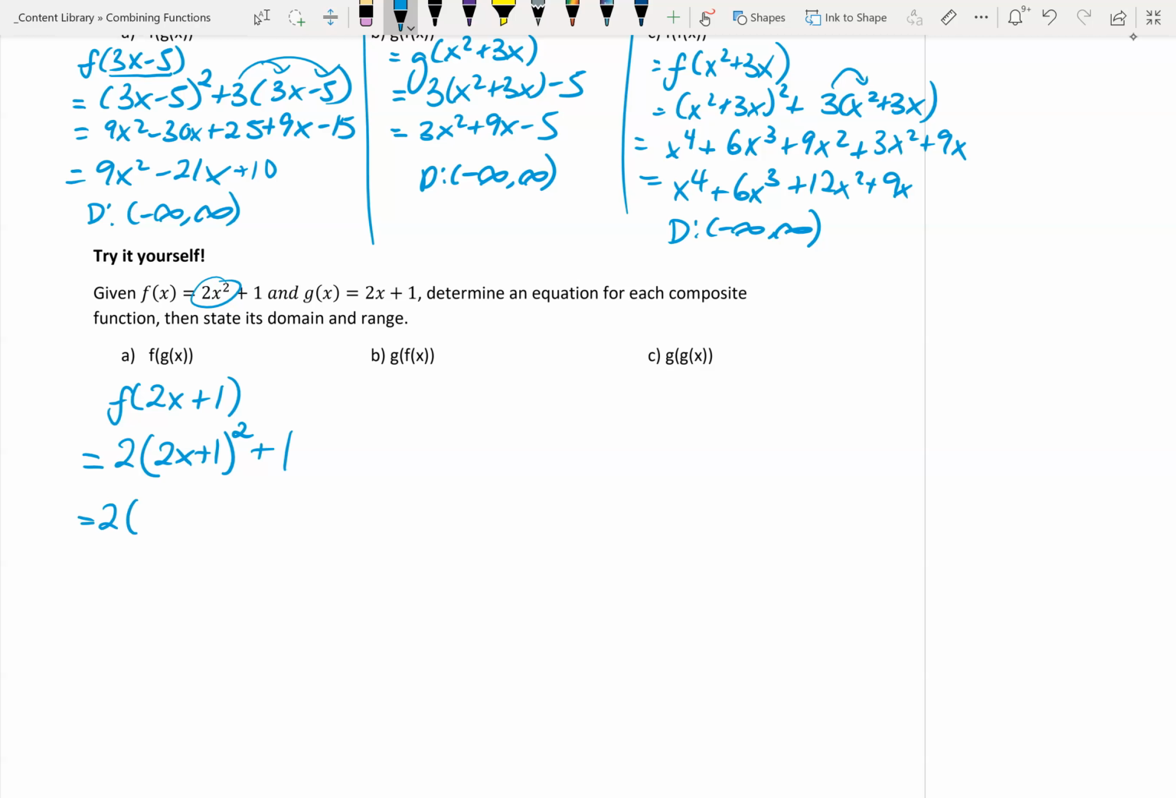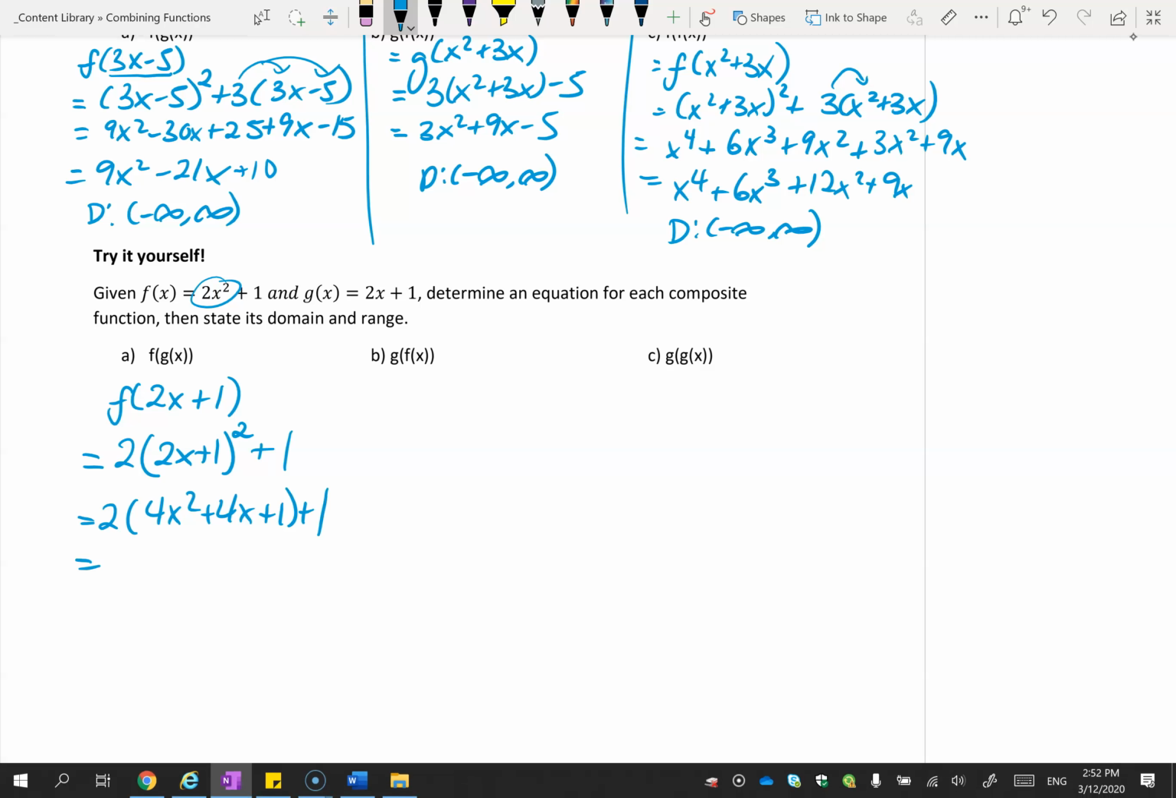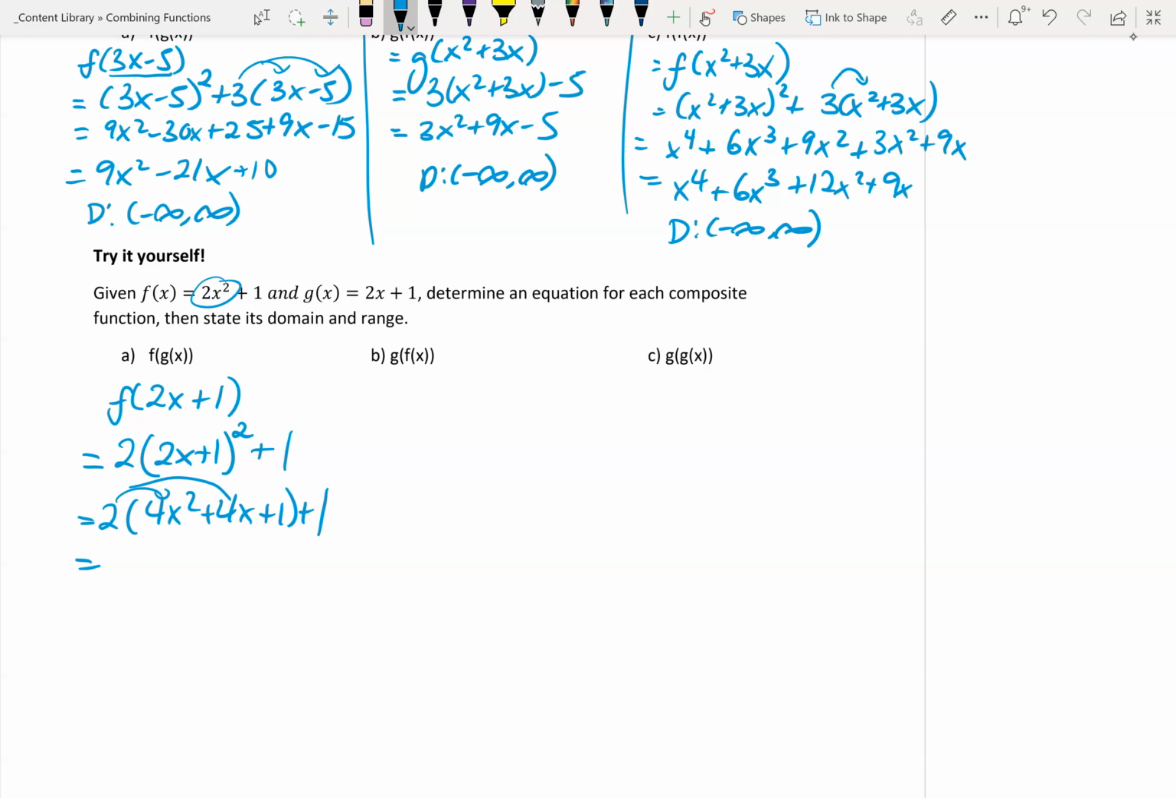So 2x plus 1 times 2x plus 1 is 4x squared plus 4x plus 1. Then we're going to multiply by 2 in those 3 terms, which is 8x squared plus 8x plus 2 plus 1. This is 8x squared plus 8x plus 3. Our domain is going to be negative infinity to positive infinity because this is a quadratic.